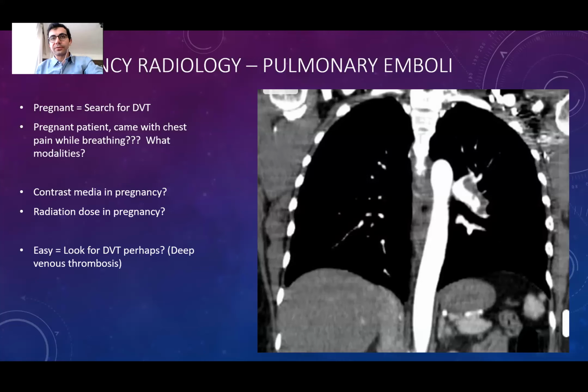So it's actually safe. Also, contrast media usage, although in vitro it has teratogenic effects, in animal studies teratogenic effects of contrast media are never demonstrated. It can only have some thyroid disturbances on the baby. So on a pregnant patient, if we really need a diagnosis, CT angiography can easily be performed.